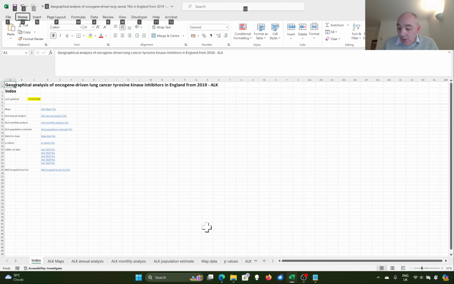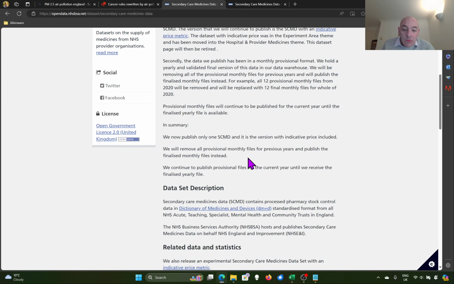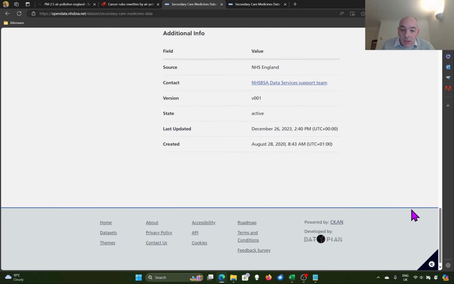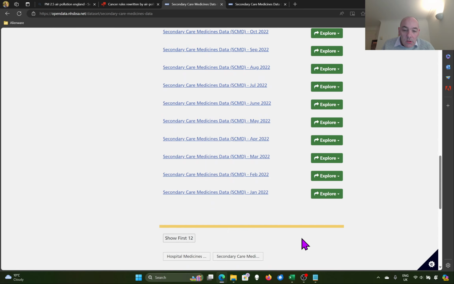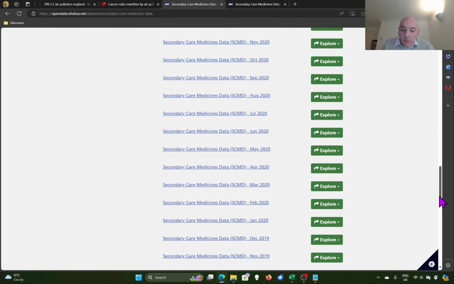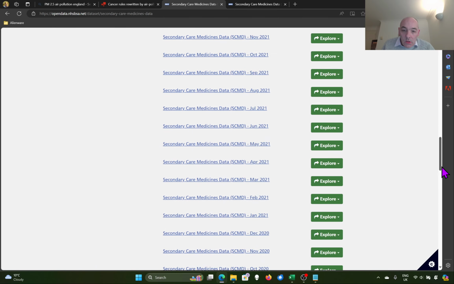I will give a very brief overview of the method that I have adopted to produce this spreadsheet model. The source data comes from the NHS secondary care medicines data, which is released monthly. So here's the original data set that I used for all of the years going up to 2022.